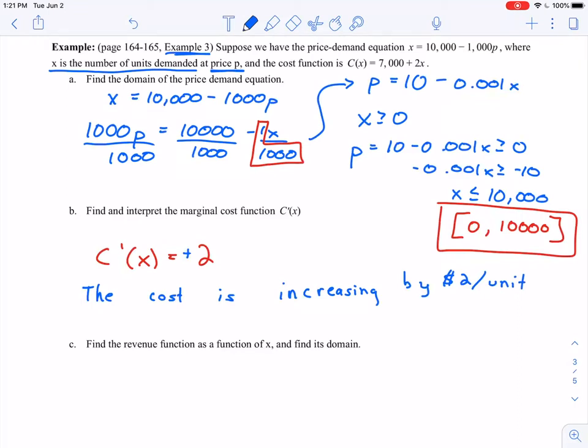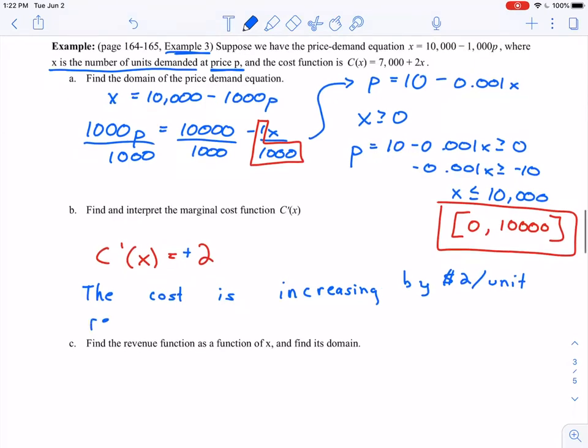We interpreted marginal cost in the last example here. We said, okay, the cost is increasing by this amount per unit, but we also haven't mentioned our production level. But if you look at C prime of x, it actually doesn't depend on x, which is our production level. It doesn't depend on your production level. So I would say the cost is increasing by $2 per unit regardless of production level.